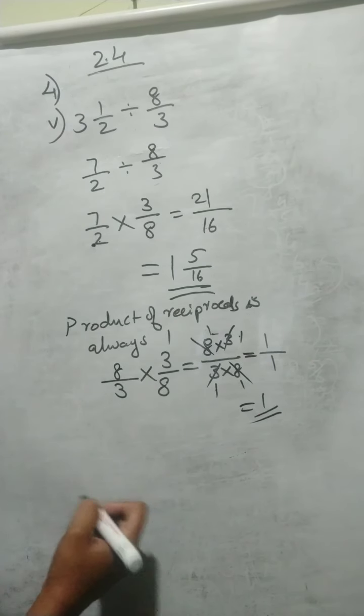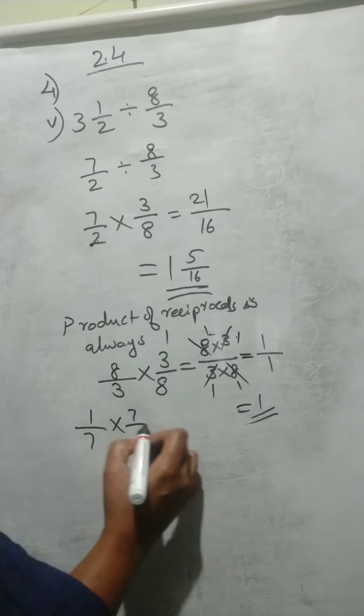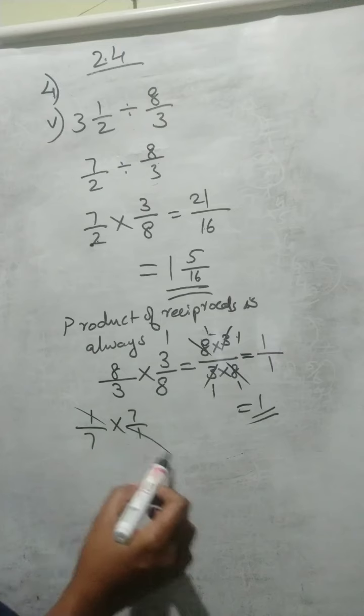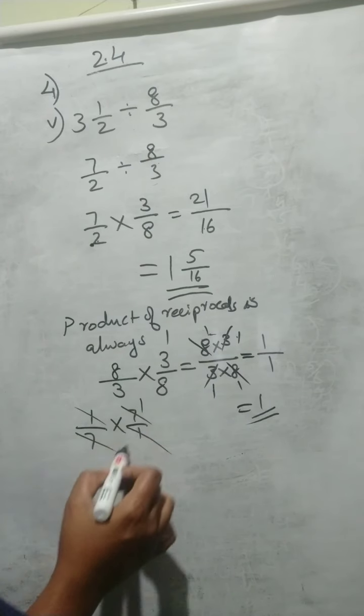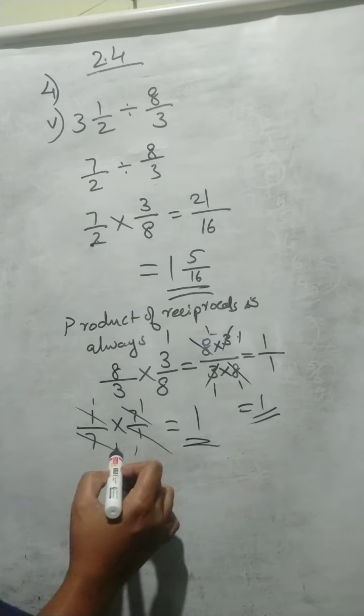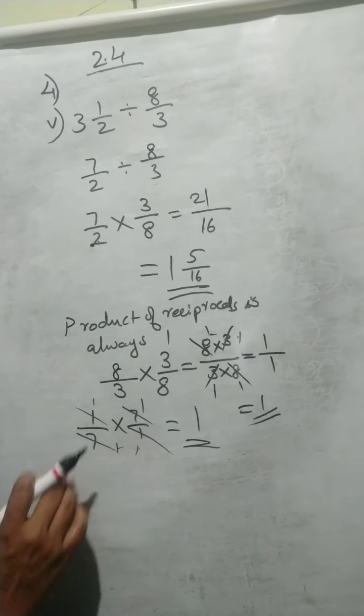Then another question. 1 on 7 multiplied by 7 on 1, which is the reciprocal of 1 on 7. So here this one and this one, here also, here also, cancel. So 1 will be the remainder. So 1 times 1, 1. Then 1 times 1, 1. So we will get 1 as the answer.